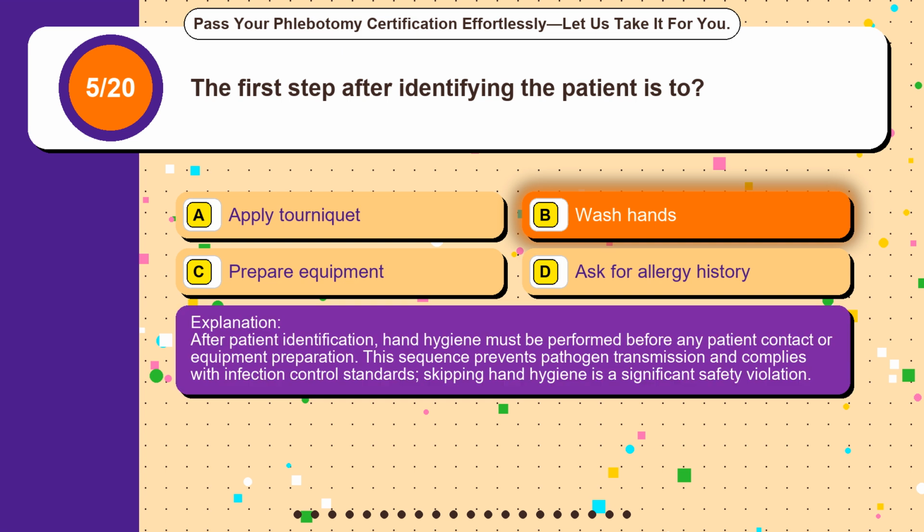After patient identification, hand hygiene must be performed before any patient contact or equipment preparation. This sequence prevents pathogen transmission and complies with infection control standards. Skipping hand hygiene is a significant safety violation.